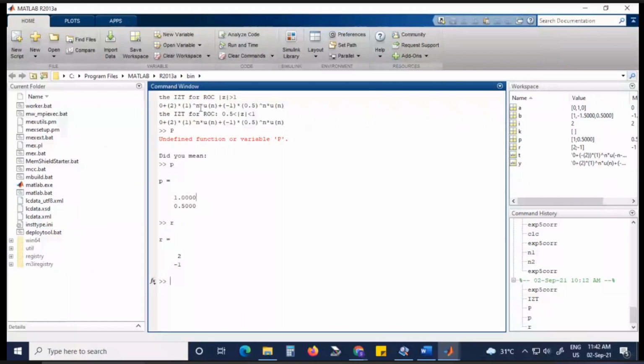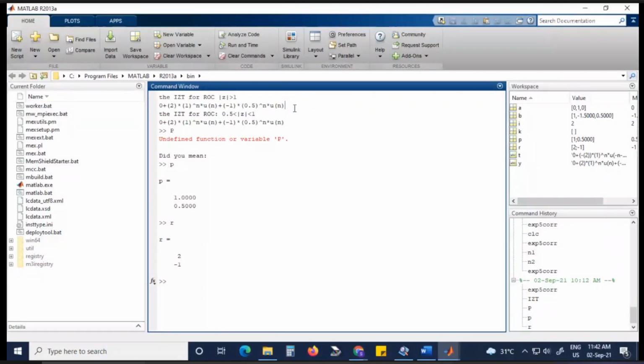Okay? और सेकेंड जो पोल है दैट इज 0.5. 0.5 का कांस्टेंट है -1. सो इट इज -1 इंटू 0.5 टू द पावर n u ऑफ n.